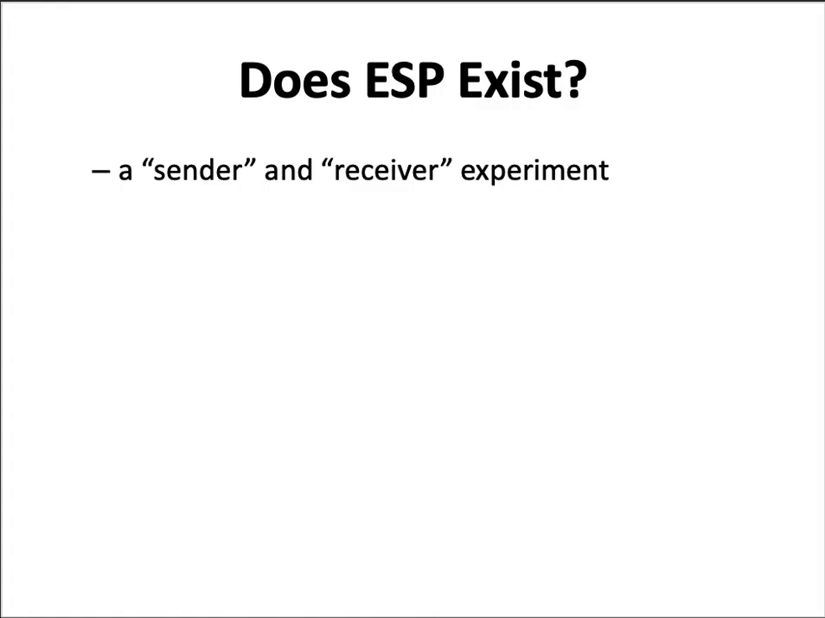A sender in a soundproof booth focused on a randomly generated image. A receiver in another room tried to sense the sender's imagery. The receiver was then asked to choose among 4 alternatives, one of which was correct. By chance, the receiver should have been correct 25% of the time. Across 11 studies, receivers were right about 33% of the time. Is this evidence of ESP?